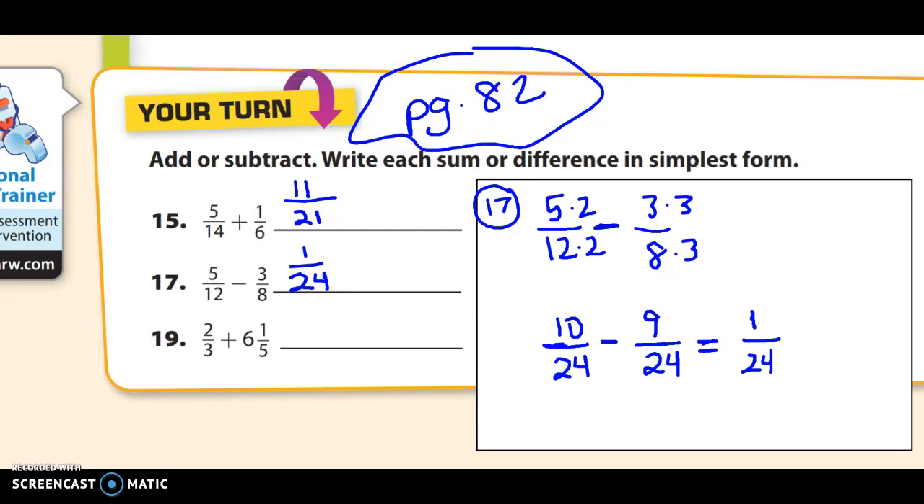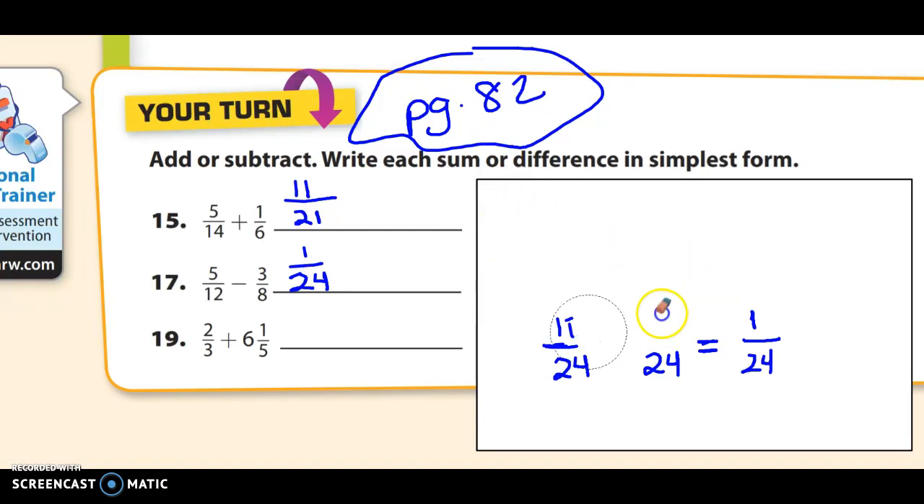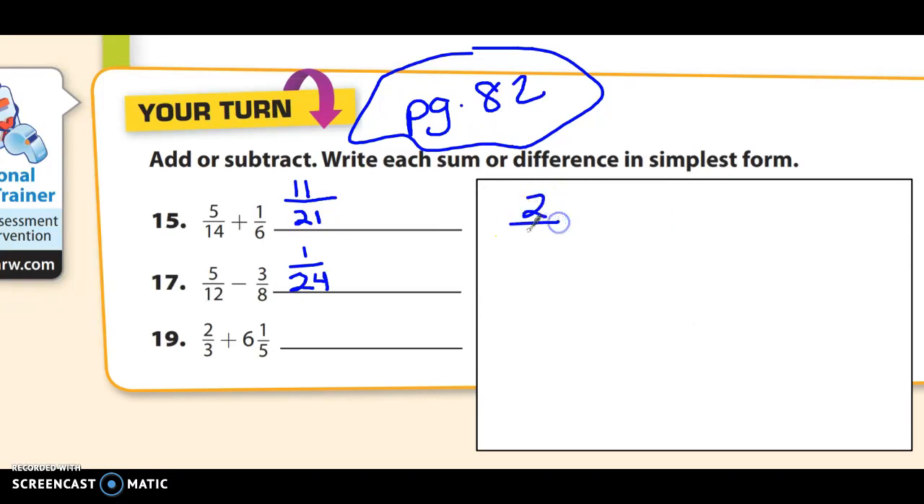Let's check out the next one. This one is a lot more complicated than it really looks. 2/3 plus 6 1/5. And what we're going to do is we're going to ignore the 6 right now. The 6 is not going to matter. Because there's nothing, this is like 0 and 2/3 plus 6 and 1/5. I could do my whole numbers right now. What's 0 plus 6? It's 6. So my answer is going to be 6 and something. Now I just have to worry about my fractions. You could just ignore your 6 so you don't get messed up.